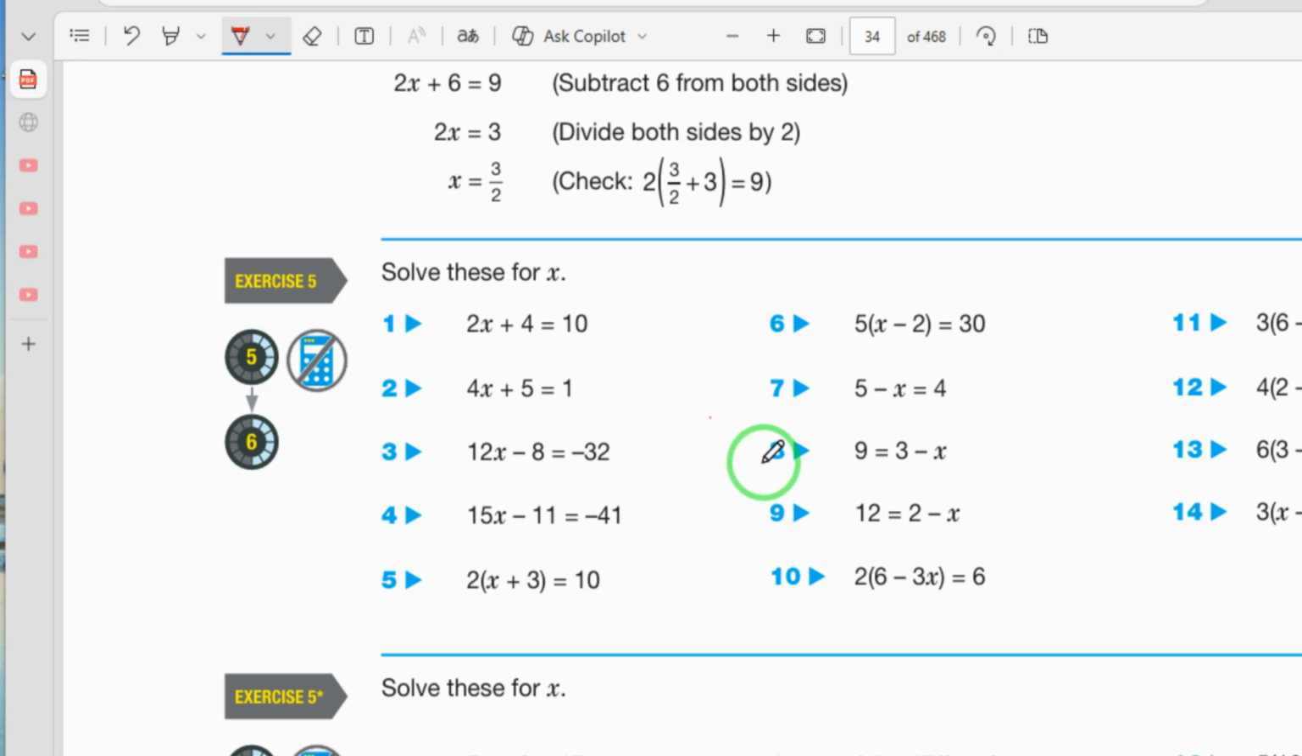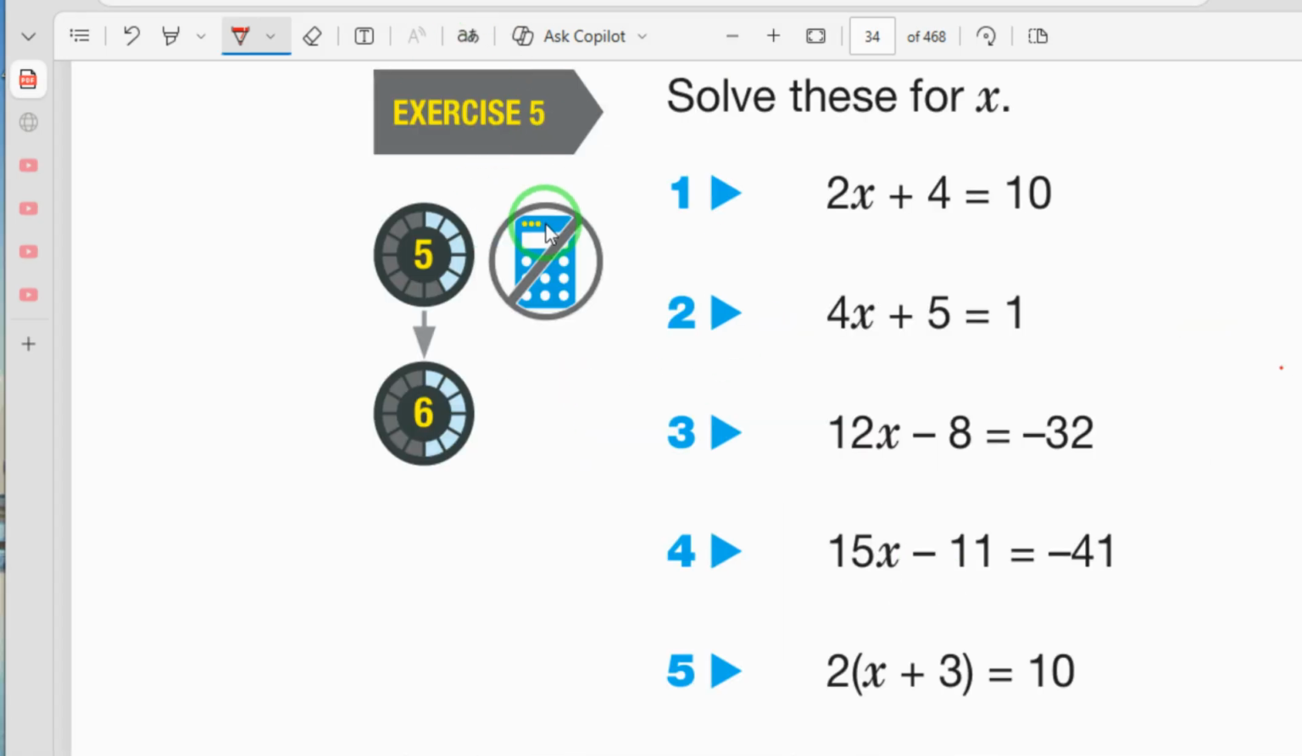Let's get started. Question number 1. We have 2x plus 4 equal to 10. We should find the value of x. Solve this for x. So here we write 2x equal to 10.